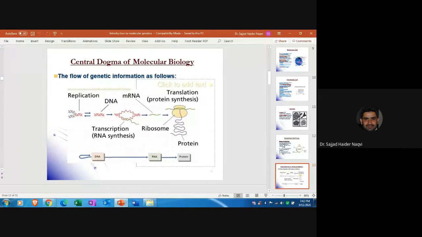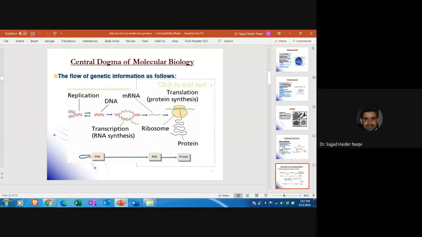Now, this picture is a very important picture in molecular biology, and we have a title for this: the Central Dogma of Molecular Biology. Now, what does central dogma mean? It means that when we talk about molecular biology, this picture is giving you the central concept, the central idea of molecular biology. In other words, this picture summarizes the entire processes involved in molecular biology. That's why we call it the flow of genetic information, and that is referred to as the central dogma of molecular biology.